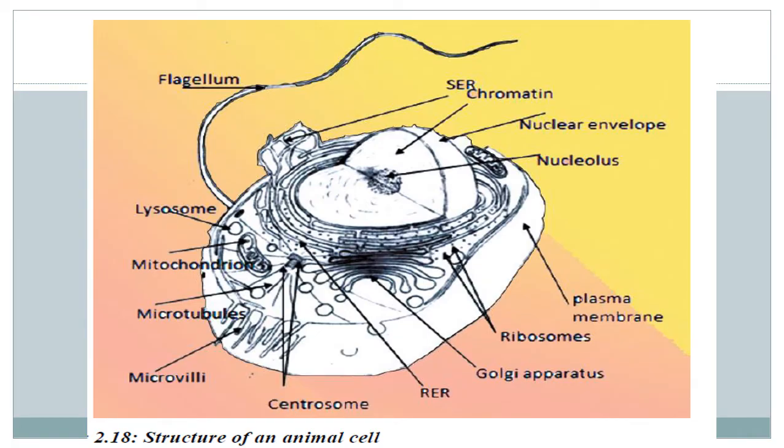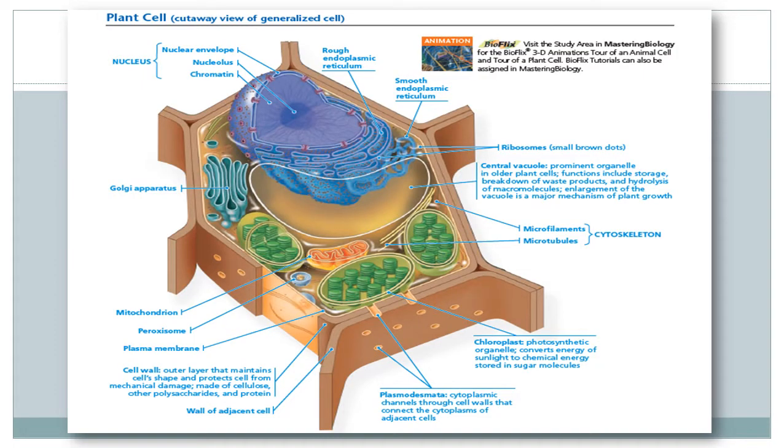This diagram structure of the animal cell is from your resource book. You can look at that there. Now here is a structure of a plant cell. You find here also you have the cell wall. You can see the cell wall at the bottom of the diagram.